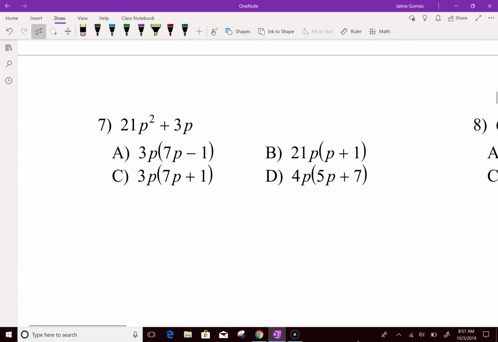Number 7. (21p squared plus 3p). So they all have factors on the outside. So this is 21. Can you divide 3 by 21? No, that's wrong. You can't even divide 21 by 4. That's a 0.